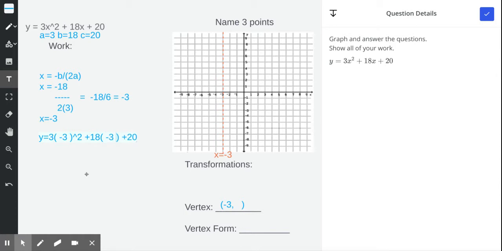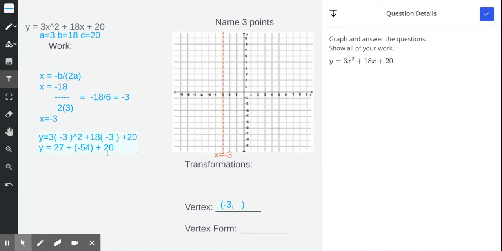All right. We're going to use order of operations on this. So y equals, well, this term simplifies by first doing the exponent. Negative 3 times negative 3 is 9, times 3 is 27. Plus, and then 18 times negative 3 is going to be negative 54. And then plus 20 is just 20.